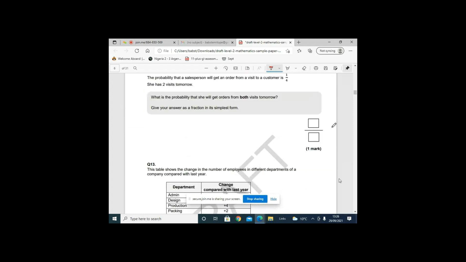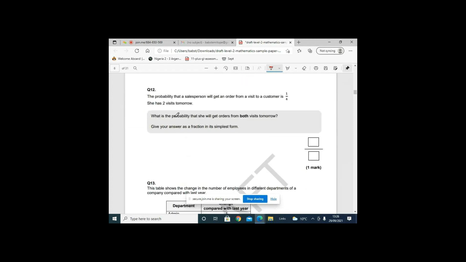This is a probability question. We covered these two. The probability that a salesperson will get an order from a visit to a customer is 1/4. She has 2 visits tomorrow. What's the probability that she will get orders from both visits tomorrow?